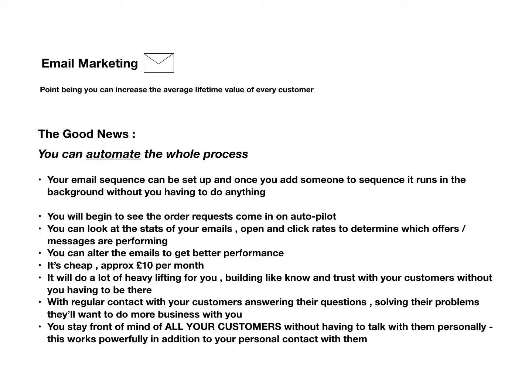So you can look at the stats of your emails, open rates, click-through rates, and determine which offers and which messages are performing well. And then you can alter and edit those emails to get better performance over time. It's way cheap, so it's like 10 quid a month, this whole service, the software, to have the email sequencing. And once you've set it all up, it runs forever. And you can just run customers through the email sequence and keep adding to it. So when you get someone new, you might build this up to a 20 email sequence, and it converts, it brings you in about 100 grand, and when you get someone into that, a new customer, you've got 100 grand in the pipeline.